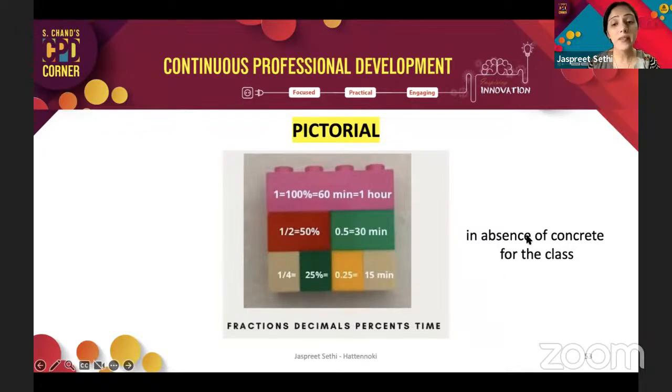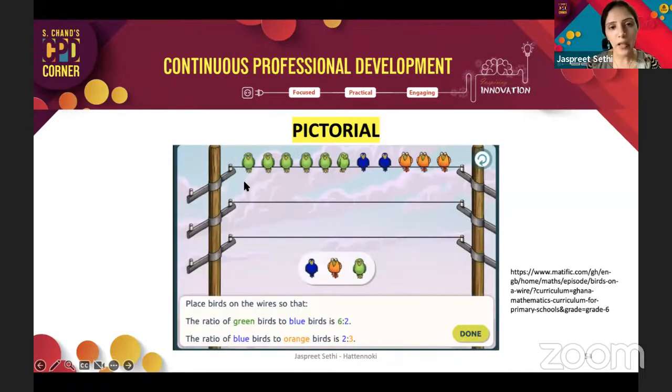So this is in absence of concrete for the class. You can do it on your own physical or virtual manipulative, and then just take a picture and show it to your class, or actually build it on the board, draw it. All of that is possible in pictorial approach.